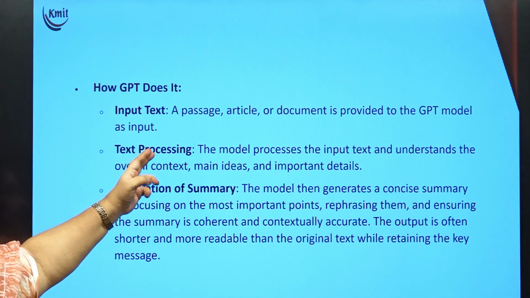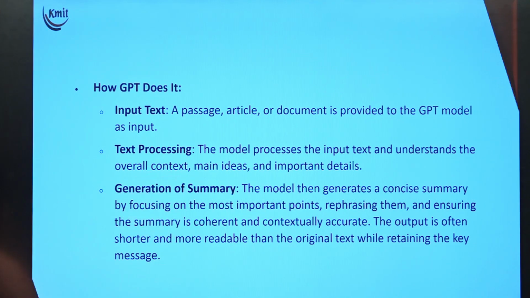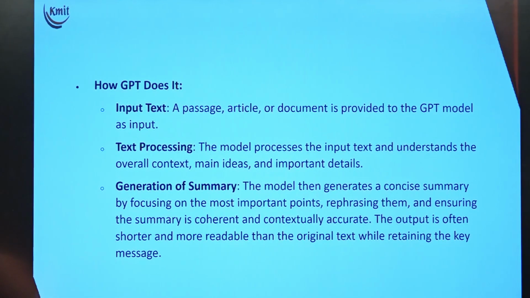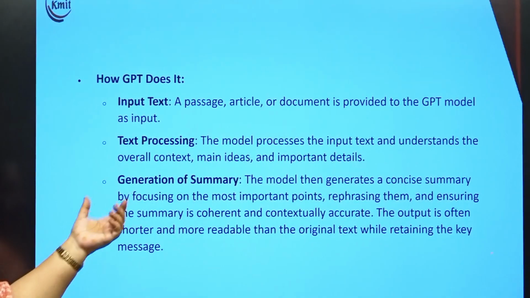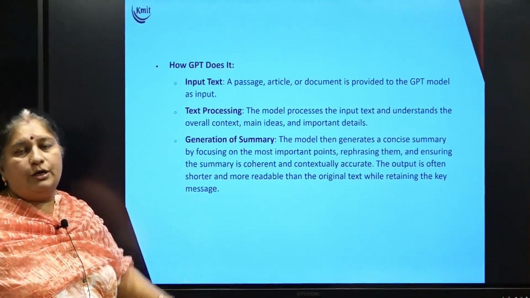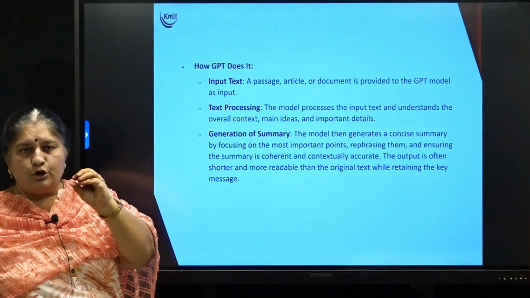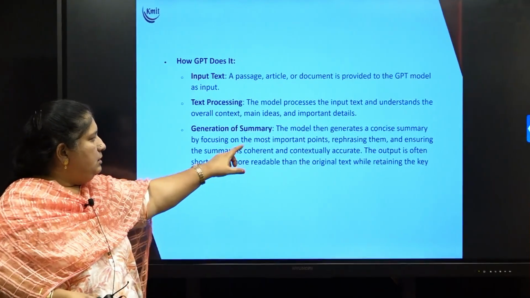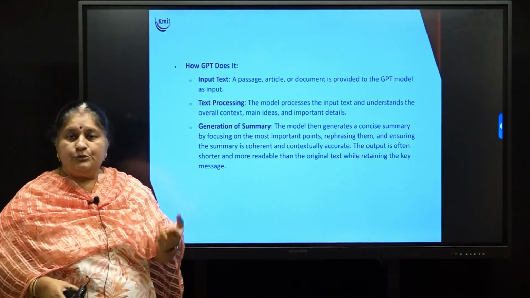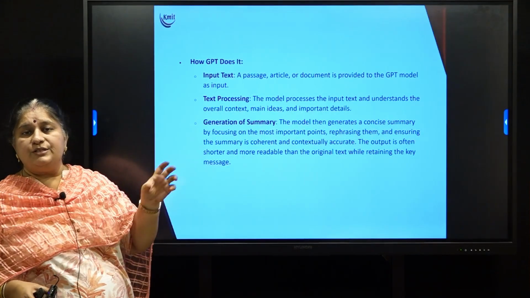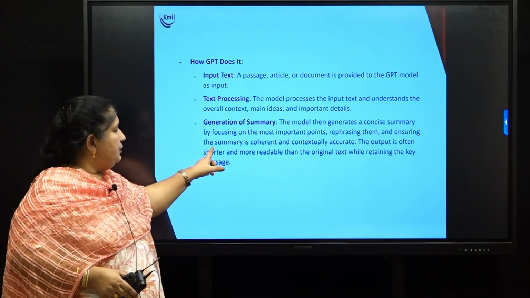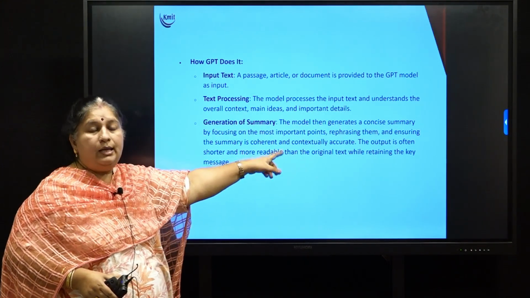After taking the input text, what is it doing? Text processing. The model processes the input text and tries to grab the context of that, what are the major things that you want to propose there and what are the details that you have given there, right? Generation of summary: the model tries to generate a concise summary, a shorter version of that, by focusing on the most important points. It tries to rephrase them, rephrasing in the sense that it need not use the same sentences which are there in the original text, and tries to give a summary that is coherent and contextually accurate.